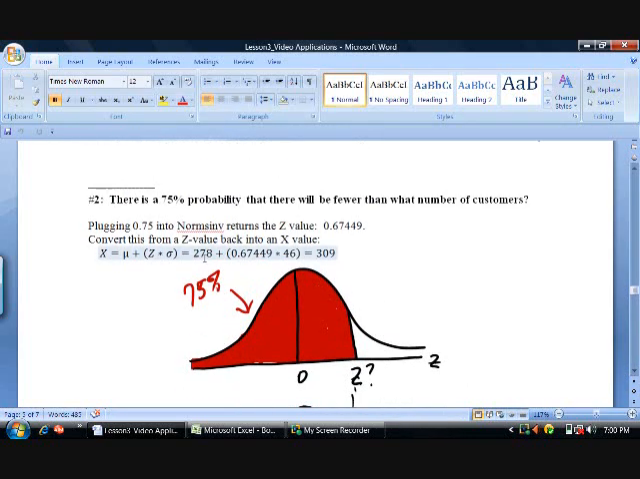I'm going to take my mean of 278 and then add the Z value of this time positive 0.67449 times the standard deviation of 46. And I'll come up with 309. So your conclusion, there's a 75% probability that there will be less than 309 customers on any given day. And that's application number 2.